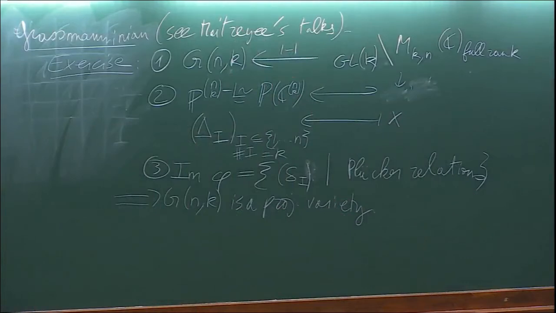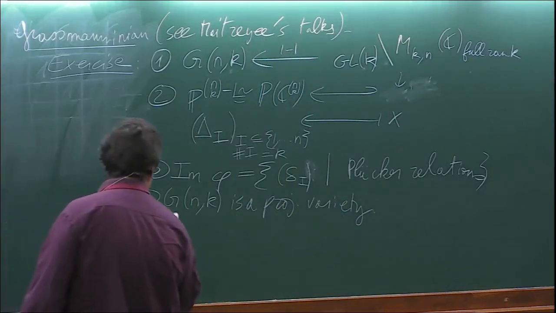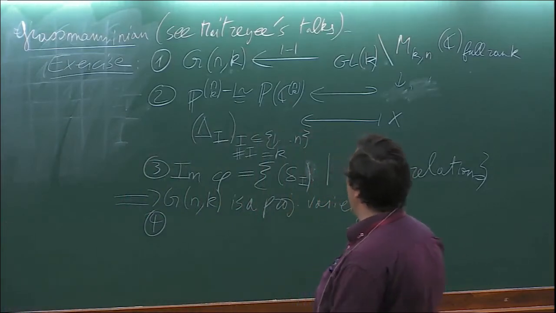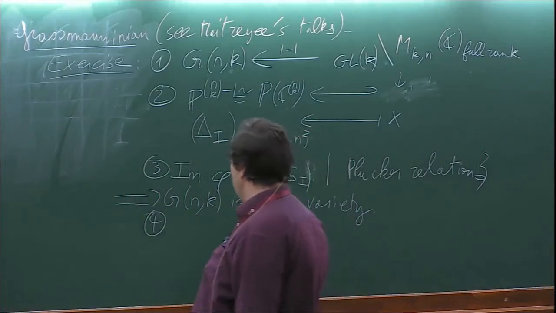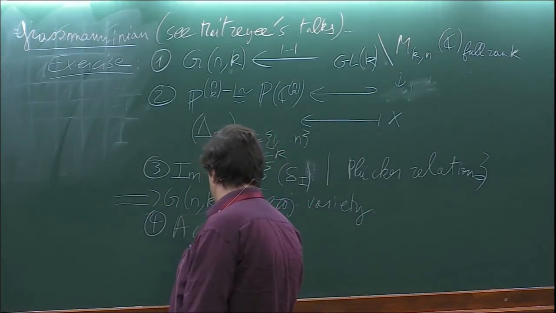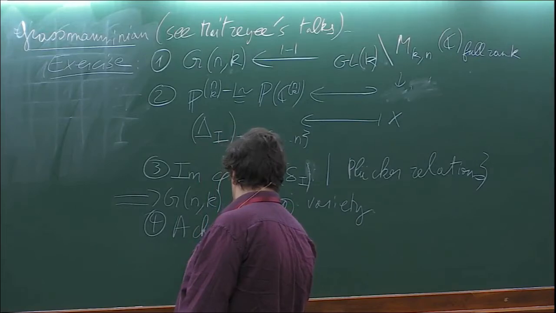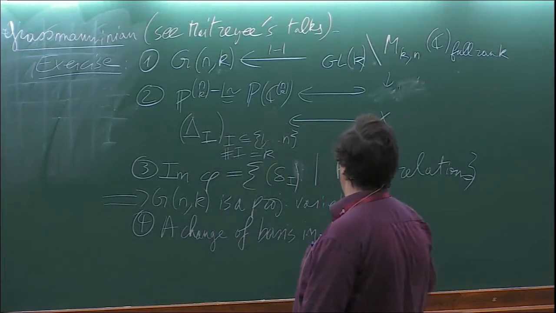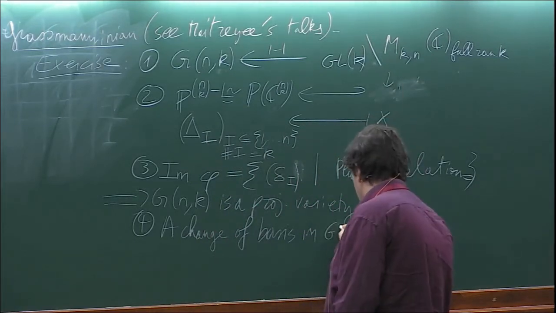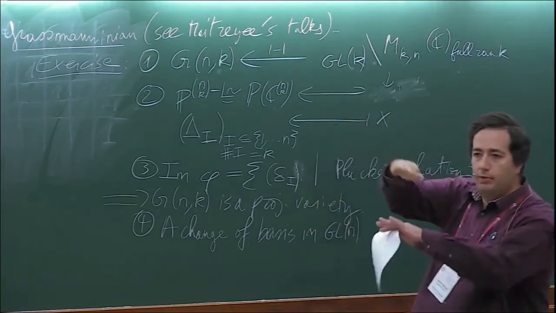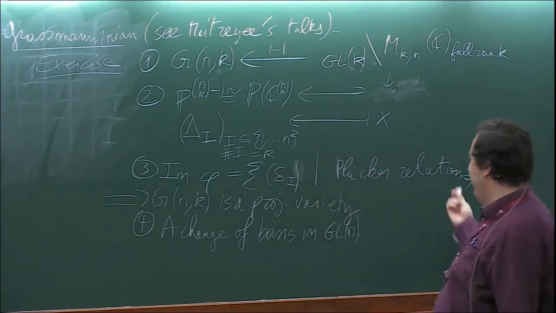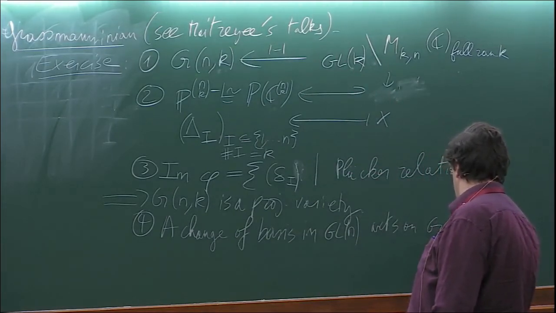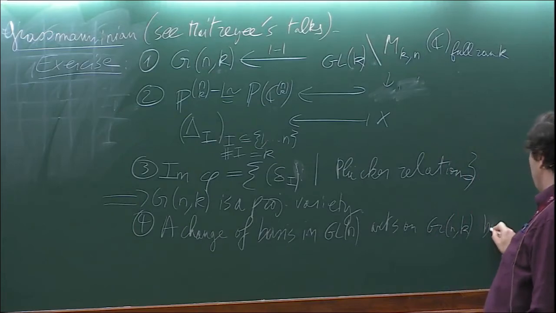Okay, so I have this exercise, and the fourth question in the exercise that I think I need to add, well, it's trivial, but I will add it anyway: a change of basis in GL_n. So if you change now not the basis of the small space, but the whole space, it acts on Gr(n,k) by an automorphism of variety.